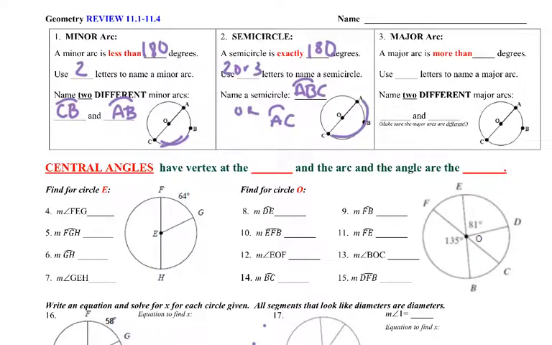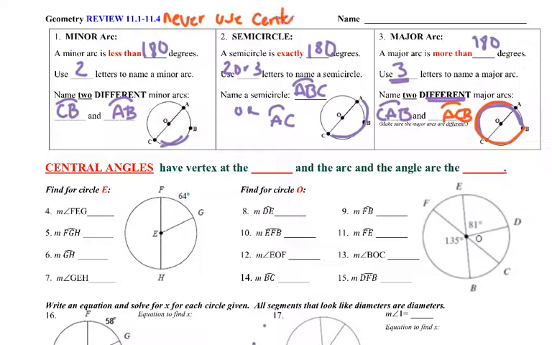Major arc is more than 180 degrees, and you have to use three letters. And the main thing here with this question has to be two different major arcs. So here's one here, CAB, and then another major arc might be, let's see, ACB. It's always hard to get that second one. One main thing about naming arcs is never use the center letter, because arcs never go through the center of the circle. Never use the center letter.